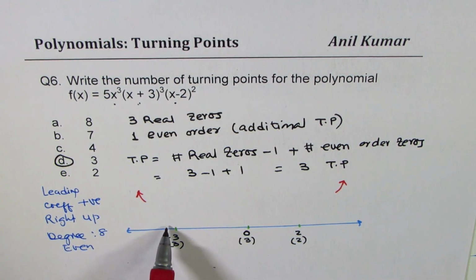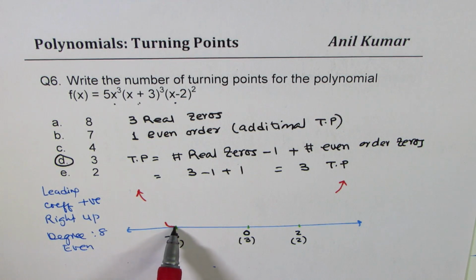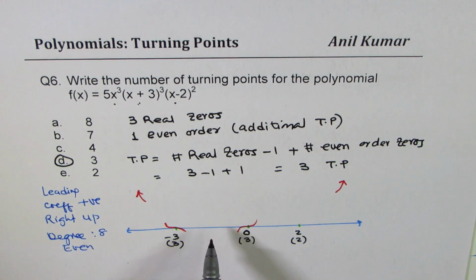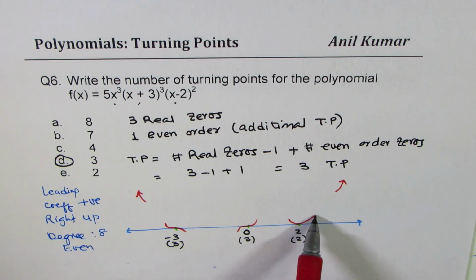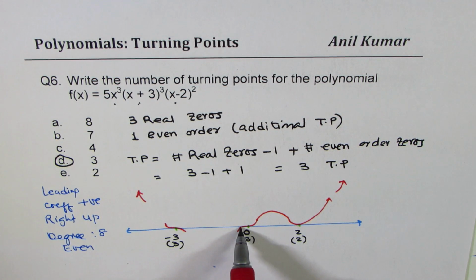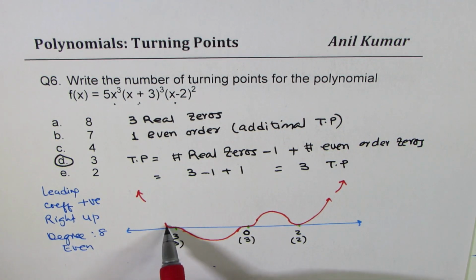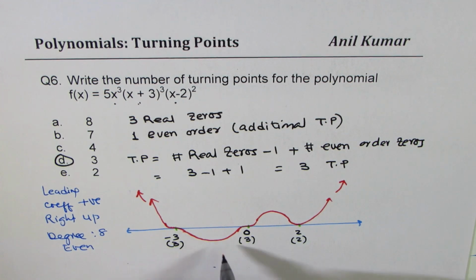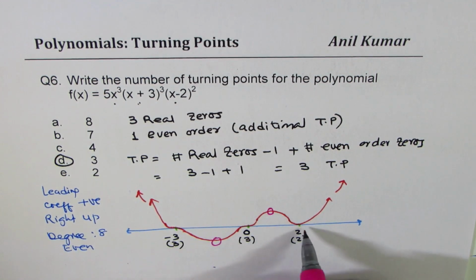Now 3 means here it will go from like this, right? Again it will cross like a cubic function. Here it is going to turn. So that is going to be the graph, and when you join them, this is how you are going to get it. Is it okay? Now these are not the turning points. Where are your turning points? Let's count them, right? So we have 3 turning points, 1, 2, and 3.